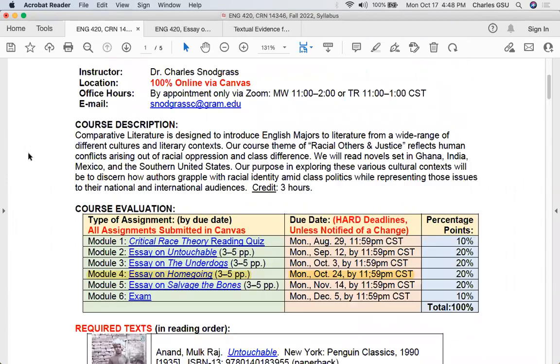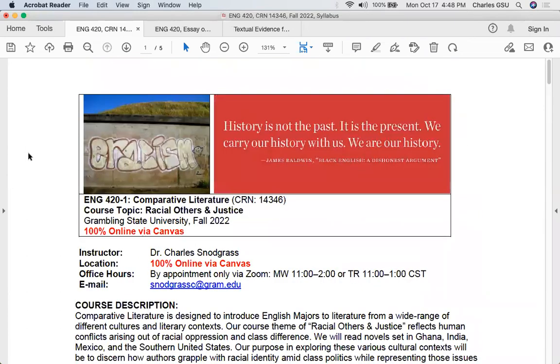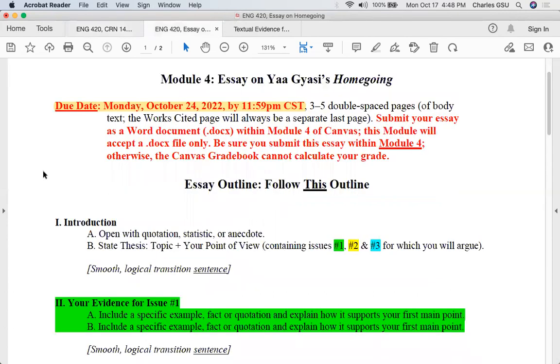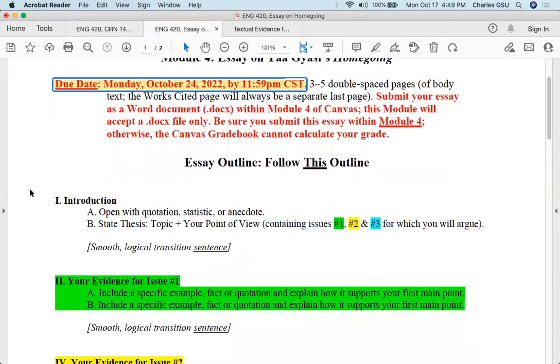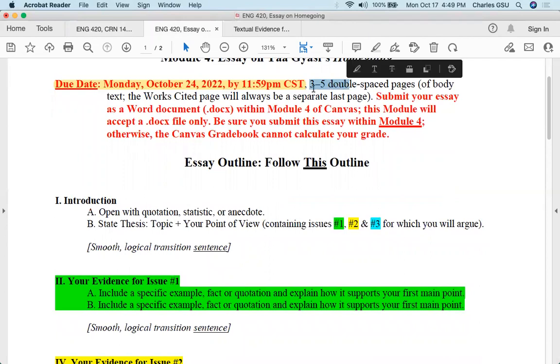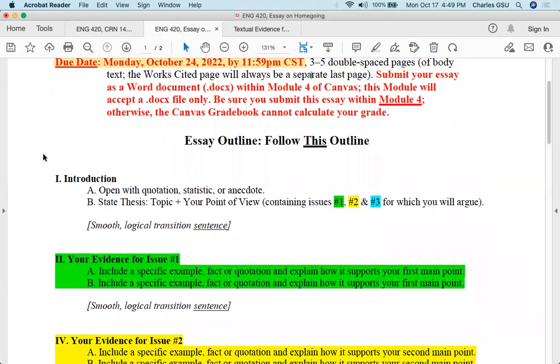So what I'm going to do is use some slides, images to contextualize the novel and the author, and then I'm going to look at the assignment itself, which is due a week from today on October 24th. And remember, it's only a 3 to 5 double-spaced page essay. It's not meant to be a research paper per se.